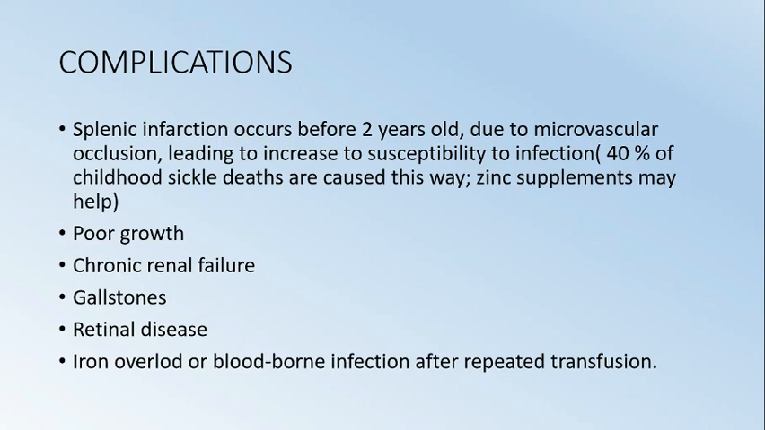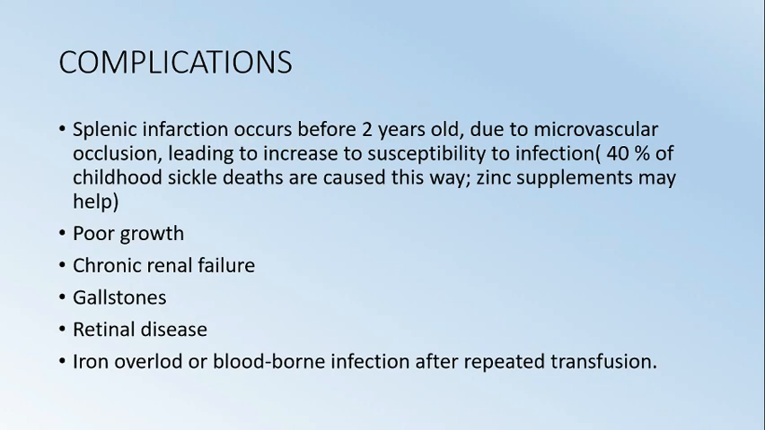So splenic infarction, as we said, increases susceptibility. Splenic infarction occurs pretty early, within the first 18 to 36 months of life. And with this, the splenic function is frequently lost, and this leads to increased susceptibility to infection, and 40% of childhood sickle deaths are caused this way.